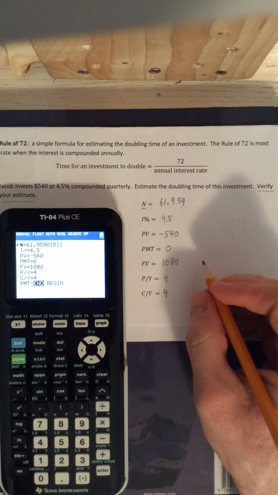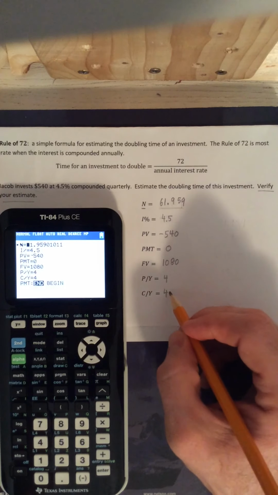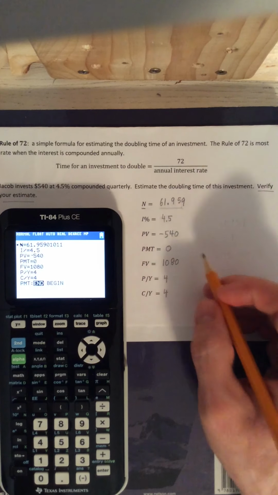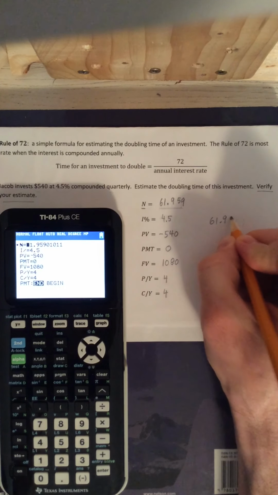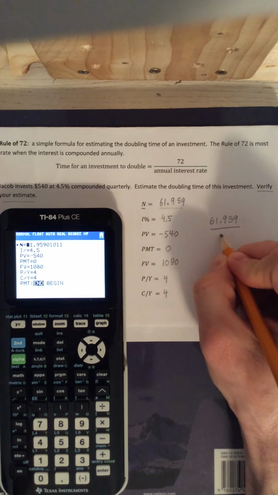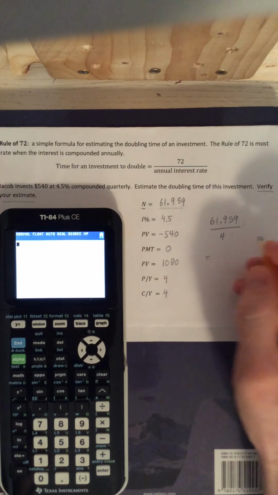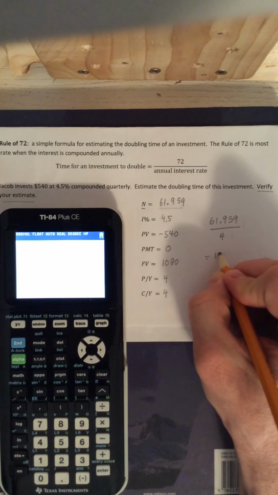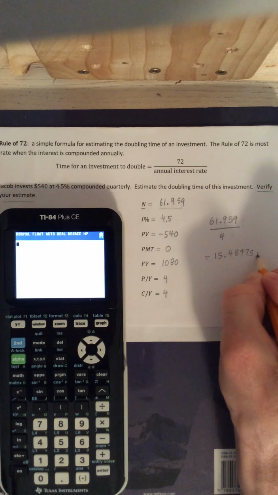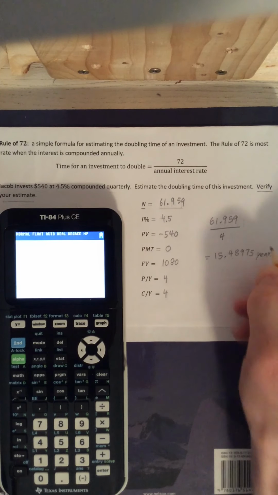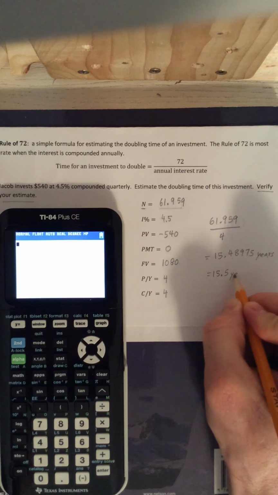If we round this, now this represents the number of compounding periods, which is 4 multiplied by the time. So to figure out the actual time, we would need to divide this number by the number of compounding periods per year, which is 4. And if we divide this, we would get 15.48975 years, which is realistically about 15 and a half years.